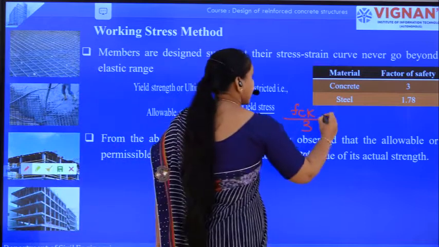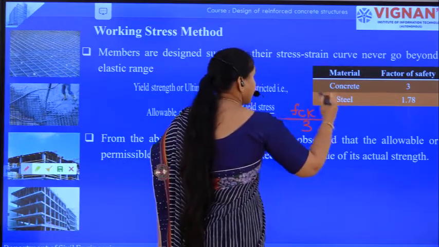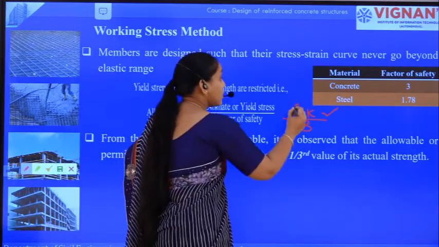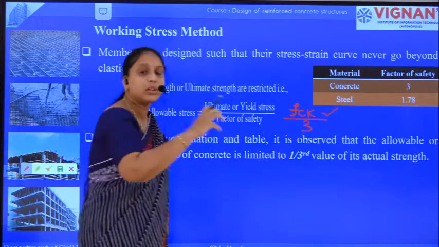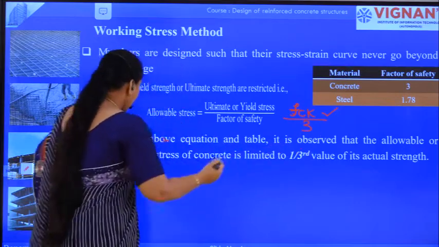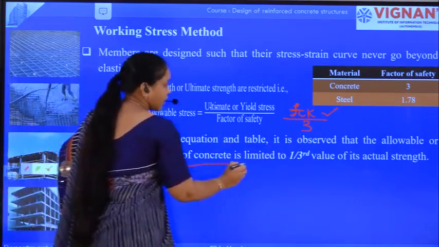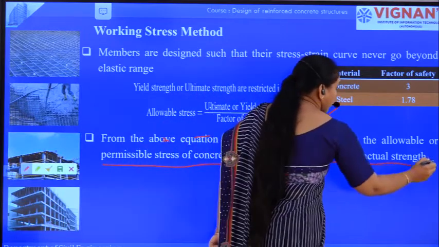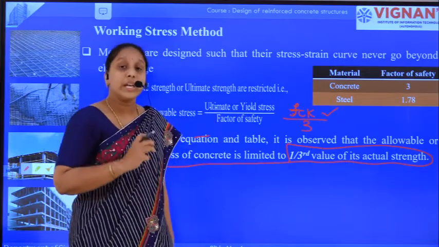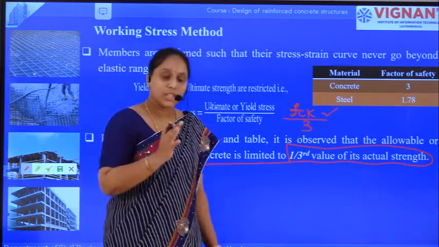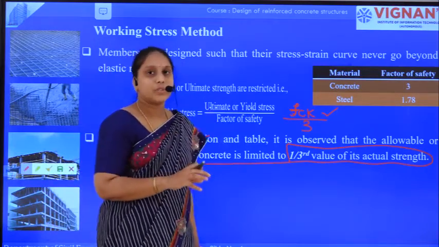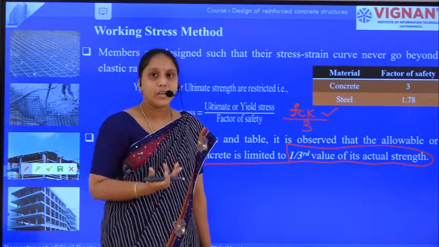Actually, this is the strength of the concrete. This much strength it has. But what are we designing for? We are designing as if the concrete has only 1/3 of its strength. Only 1/3 strength is taken into consideration in the design. The permissible stress of the concrete is limited to 1/3 of its actual strength, so only 1/3 of the actual strength can be taken up by the concrete.